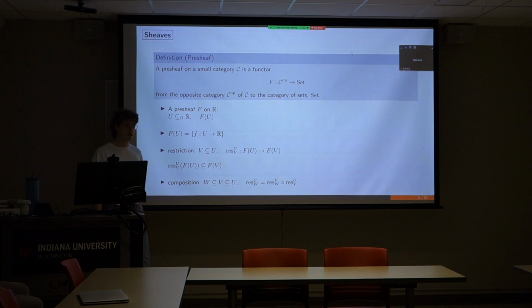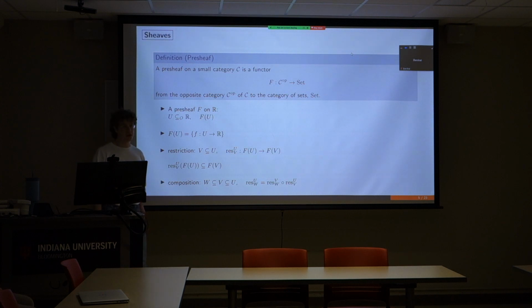The thing to notice, for those still familiar with calculus, is that restricting a set of functions to a smaller interval gives a subset of all functions that are defined from the smaller interval to the real numbers. So restricting from F(U) to V is not the same set as F(V).